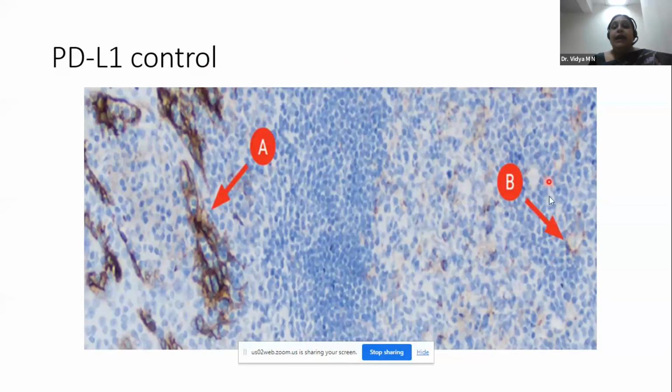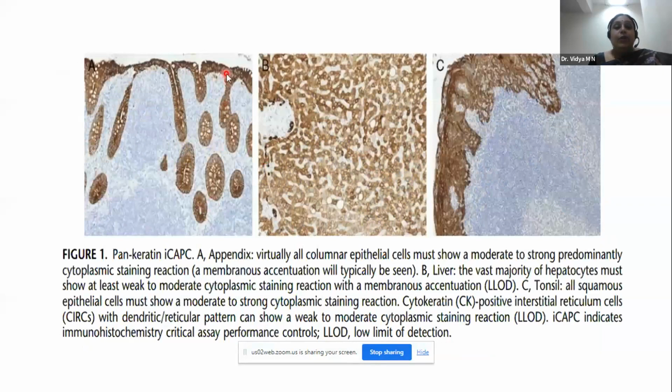So we have the lower limit of detection, your LLOD, coming into the picture, and the high level of expression. So in one single tissue, you know how your assay has been standardized. Let's come to a few other scenarios.